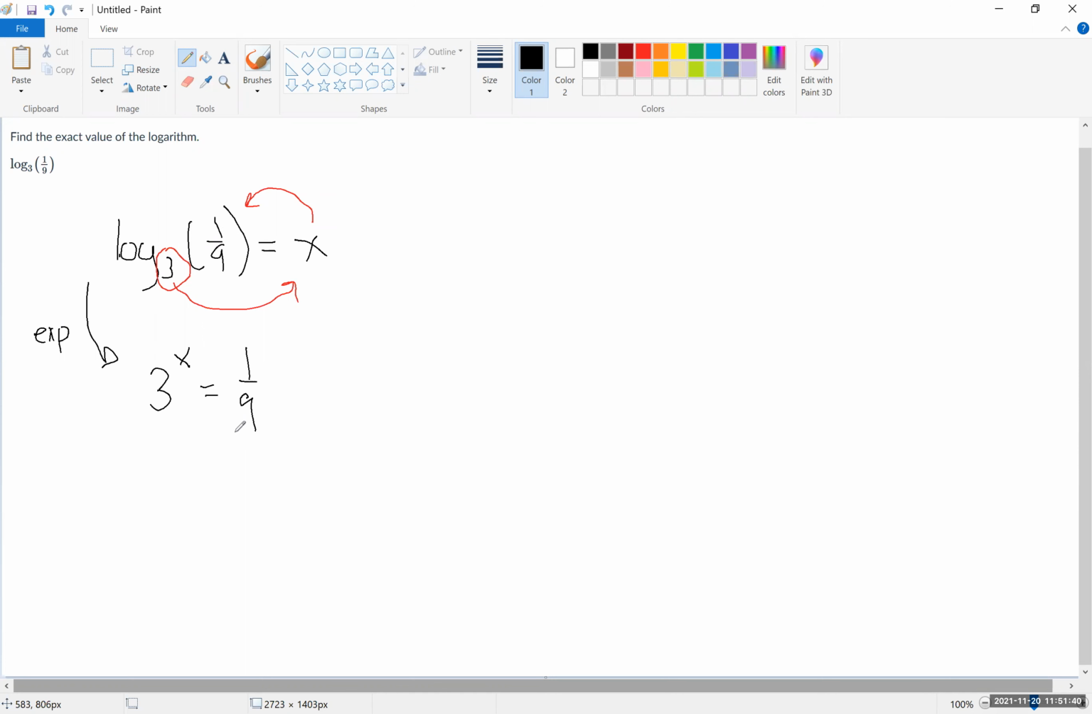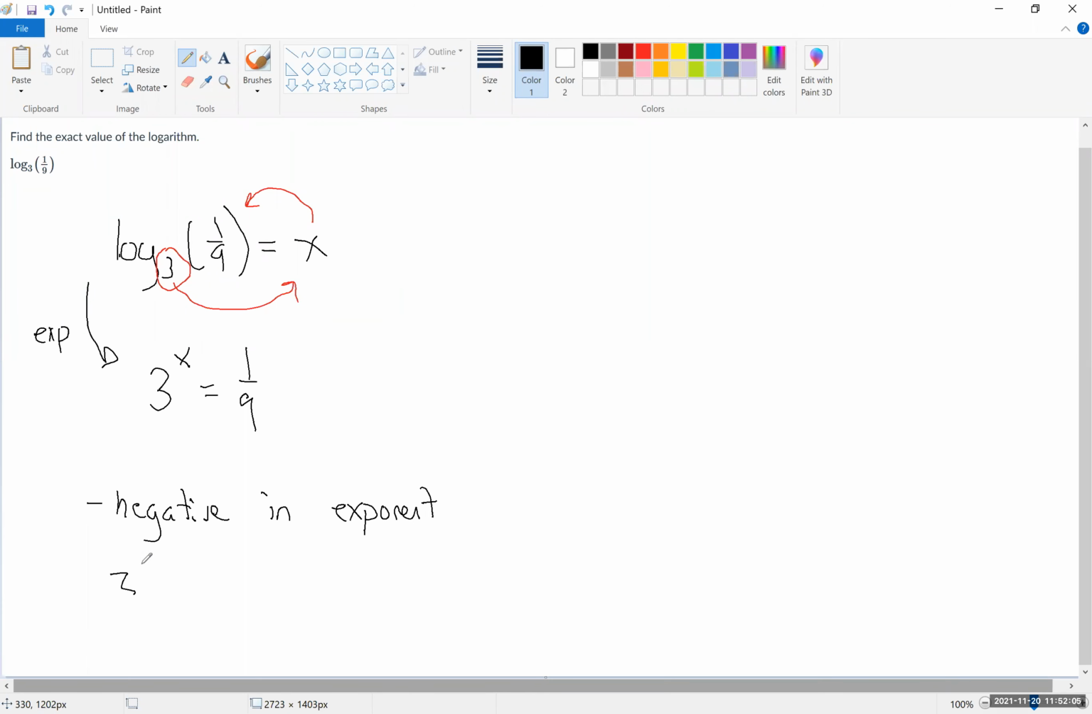Now, here we have two things going on. First of all, 1/9 is a fraction. Anytime you have a fraction, you'd be thinking, oh, well, how do we get that fraction? It's going to be a negative in the exponent. So we want to be thinking about a negative in the exponent. Okay, because that'll make you take the reciprocal.